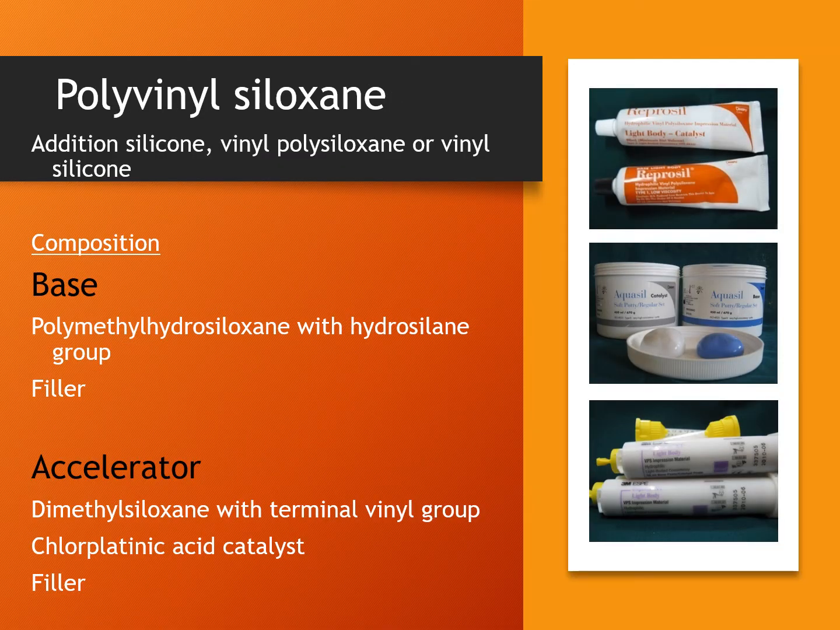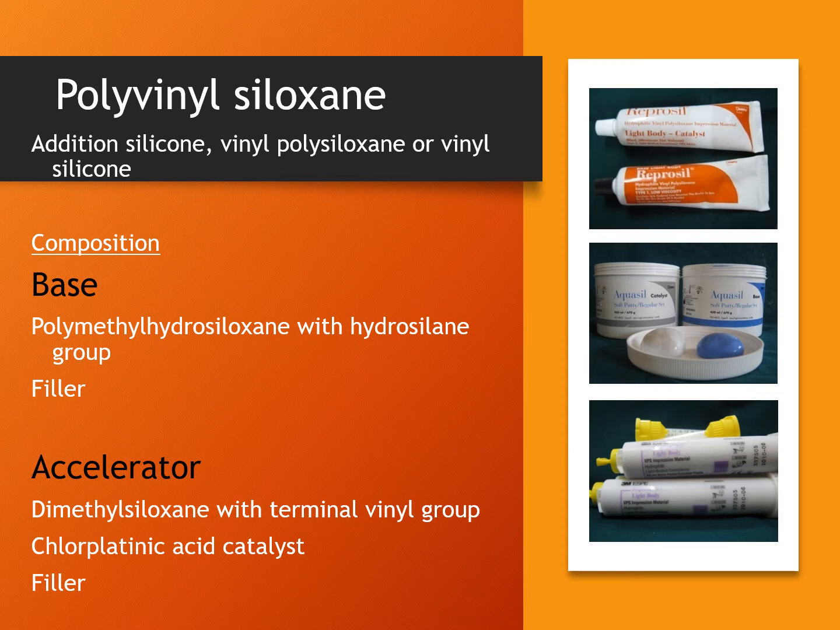Next, let's discuss polyvinyl siloxane, commonly called addition silicone, or vinyl polysiloxane, or vinyl silicones. The mode of supply is in collapsible tubes, that is base paste and accelerator paste. Putty is supplied in jars. The base consists of polymethyl hydrosiloxane with hydrosilane group and fillers. Accelerator consists of dimethyl siloxane with terminal vinyl group, chloroplatinic acid catalyst and filler. And four consistencies are available: light body, medium body, heavy body and putty consistency.